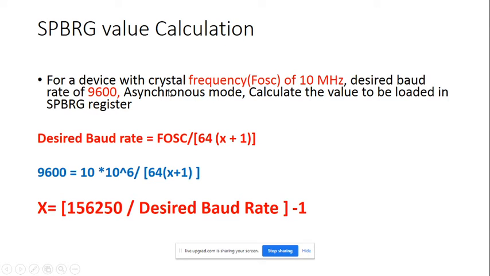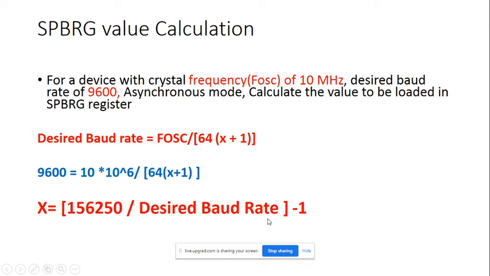Now we take one example of how to calculate the baud rate for a device. For example, the crystal frequency we consider is 10 megahertz and the desired baud rate is 9600, in asynchronous mode. You can choose any one as per your choice. Based on this, I want to calculate the x value. Taking the formula, desired baud rate is equal to F oscillator upon 64 into (x plus 1), with desired baud rate 9600 and F oscillator 10 megahertz. Here all things are known, only x is unknown, so we take it out. The formula becomes x is equal to 10 megahertz upon 64, which is 156250, upon the desired baud rate, minus 1.